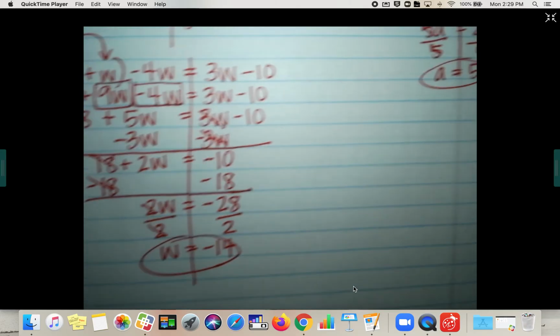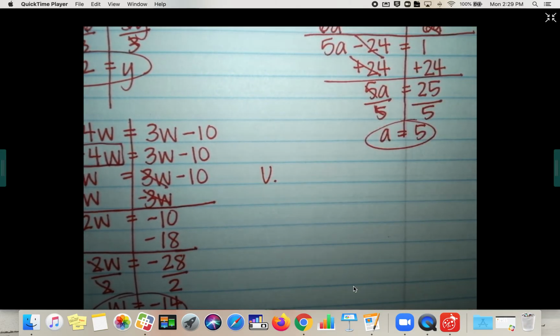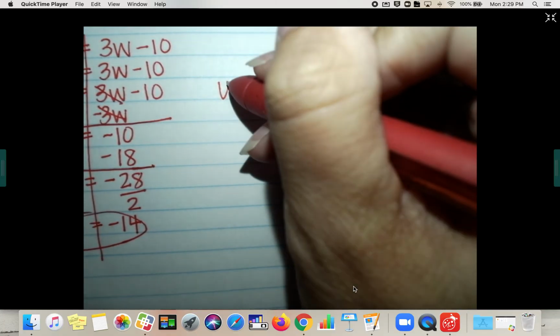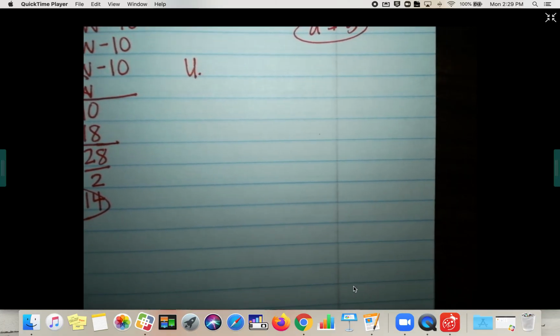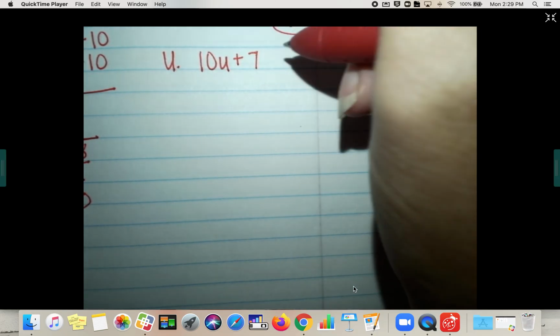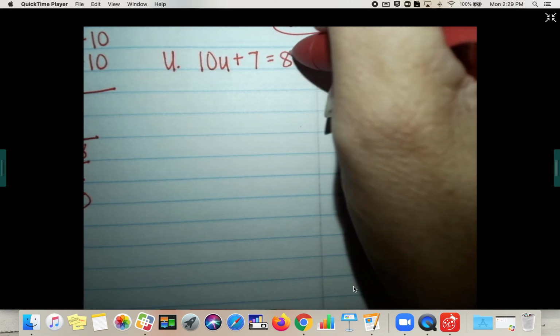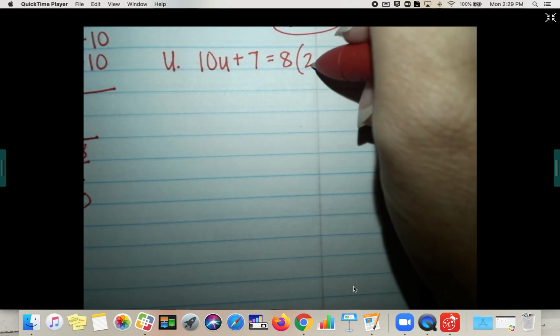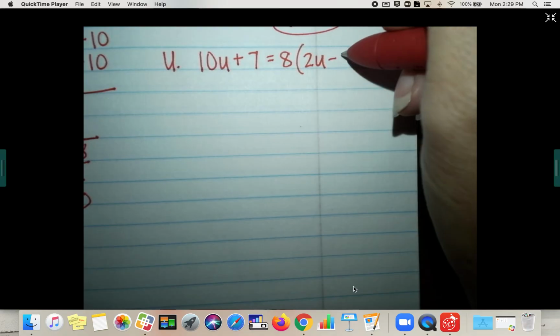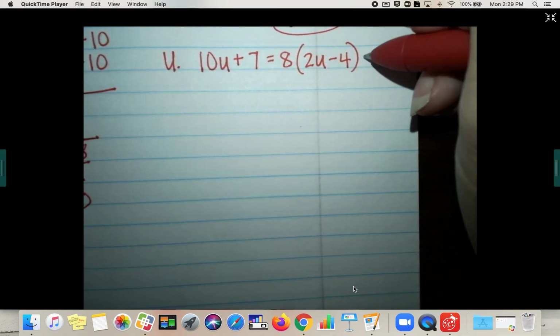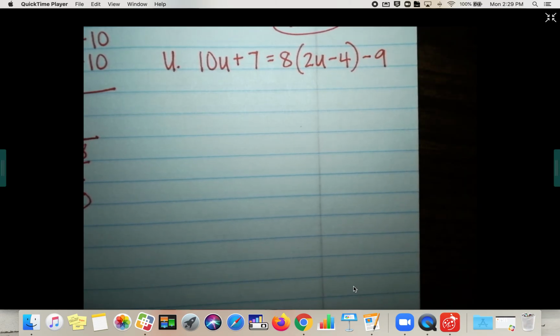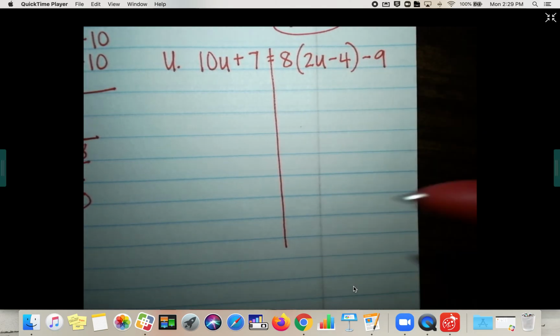All right, letter U. I'm sure that makes you feel confident. Letter U. That doesn't look like a U. All right, here we go. 10U plus 7 equals 8 times the quantity 2U minus 4, close your parenthesis, minus 9. Okay.